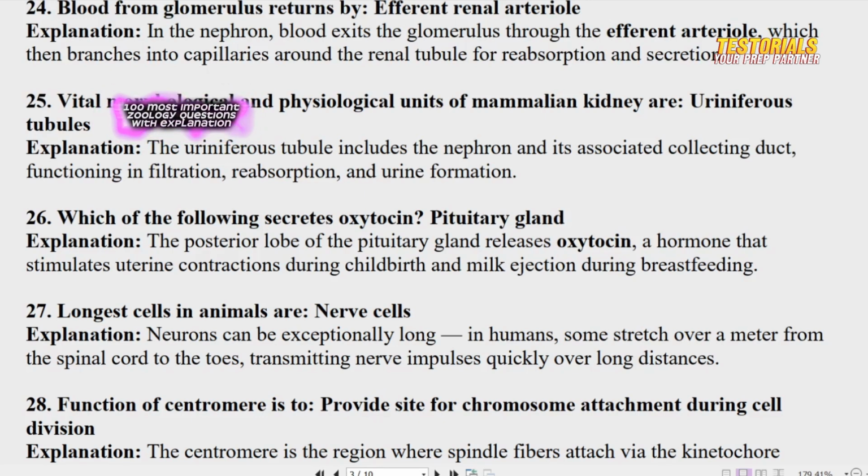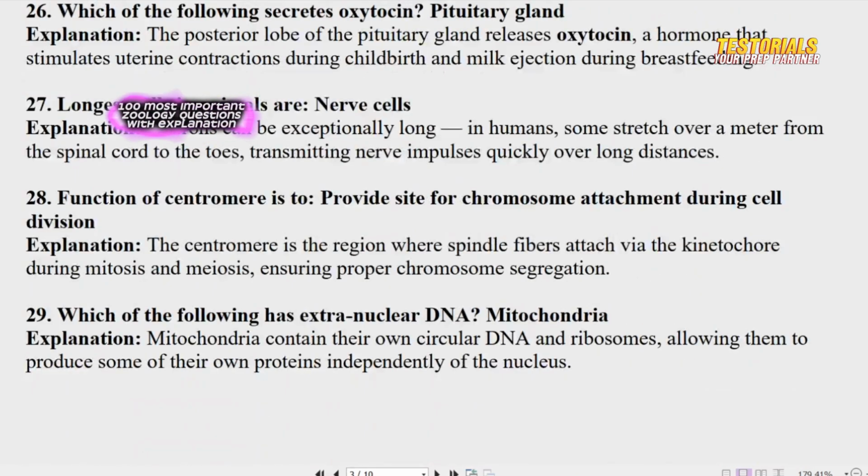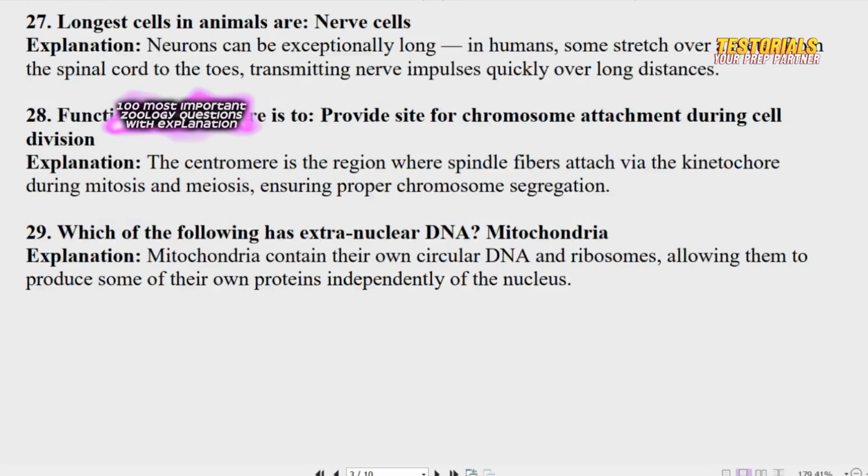26. Which of the following secretes oxytocin? Pituitary gland. Explanation: The posterior lobe of the pituitary gland releases oxytocin, a hormone that stimulates uterine contractions during childbirth and milk ejection during breastfeeding. 27. Longest cells in animals are nerve cells. Explanation: Neurons can be exceptionally long. In humans, some stretch over a meter from the spinal cord to the toes, transmitting nerve impulses quickly over long distances.